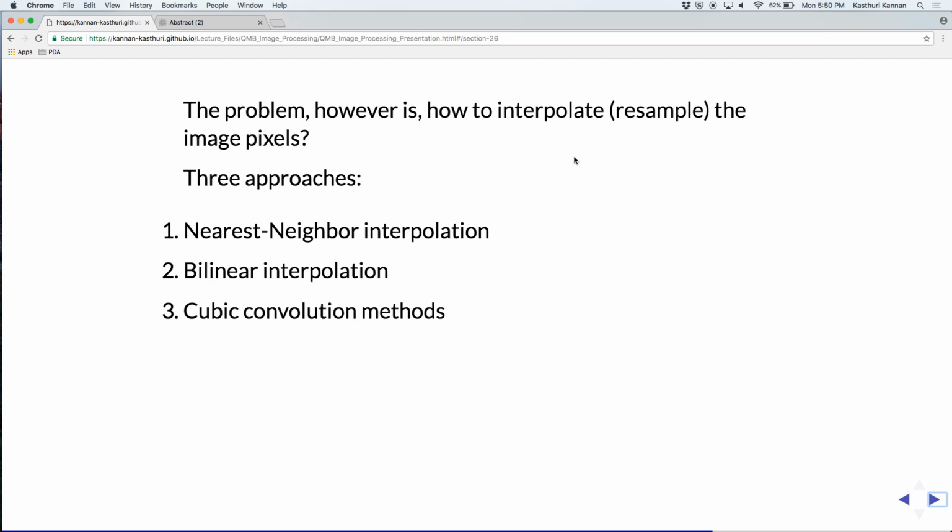There are problems in there, however, but there are three approaches to do it. One is the nearest neighbor method. The second is the bilinear interpolation, and there are cubic convolution methods. Okay, we are not going to cover all of them. There are so many methods for interpolation. It's another huge area, but we are just going to look at these.